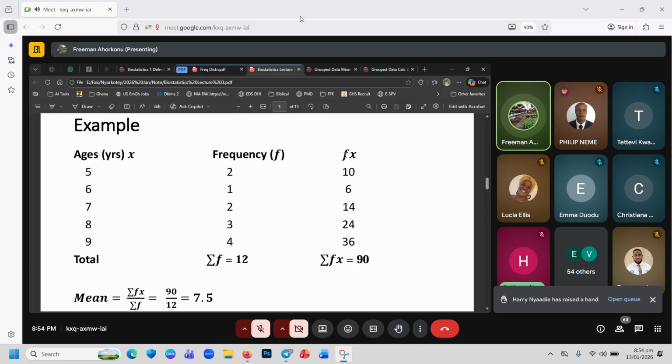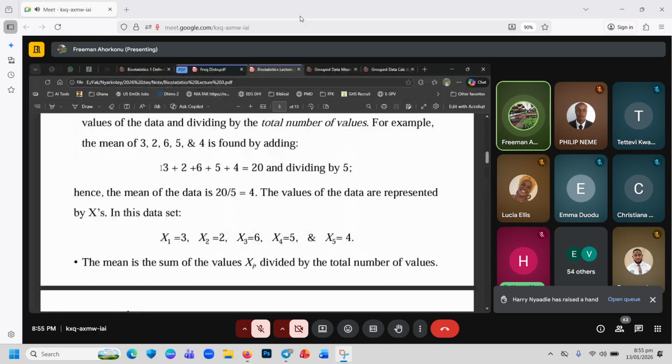That gives you 90. So we already know that to get the mean, you add all the numbers and divide by the number of them. So the same thing here, we had 9. The mean.